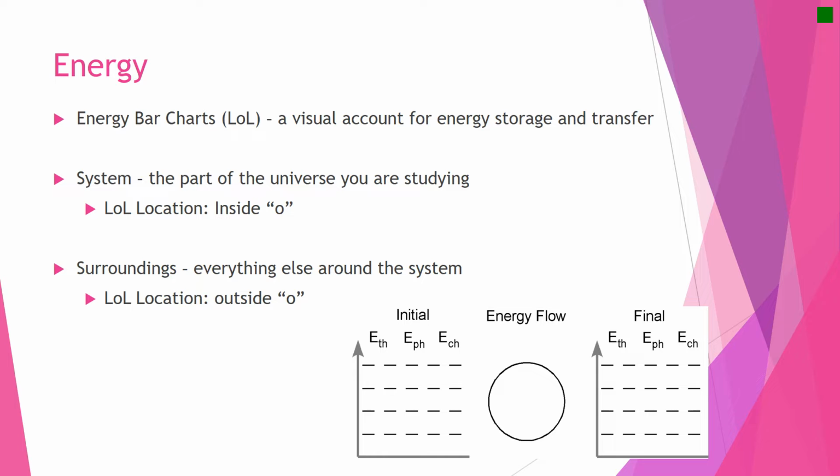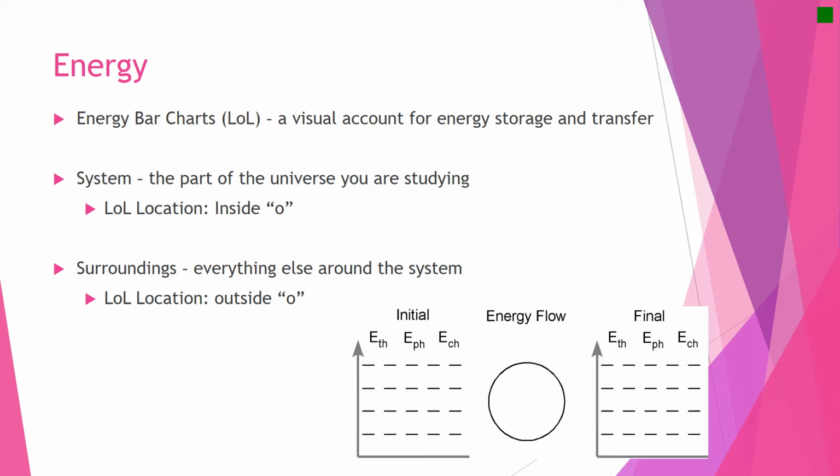It's really important to understand two words though. One is the system and one is the surroundings. The system is the part of the universe that you are personally studying. So what you care about. So if I care about what is happening to this cup of ice, the cup of ice is the system. Everything outside of that cup of ice, my hand, the air, that is considered the surroundings. Okay, so your system is what you are studying. The surroundings is everything else.